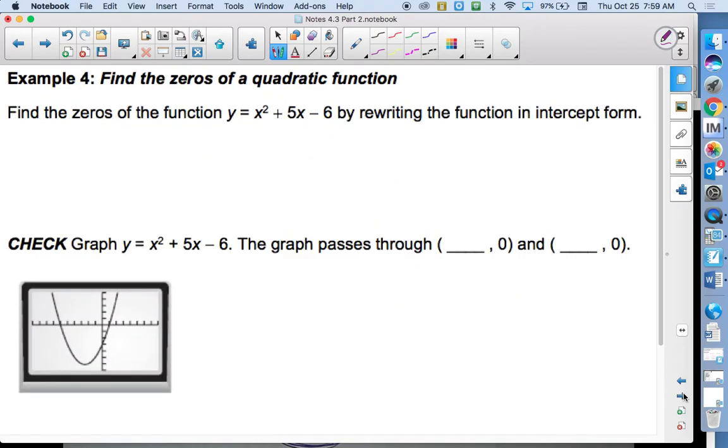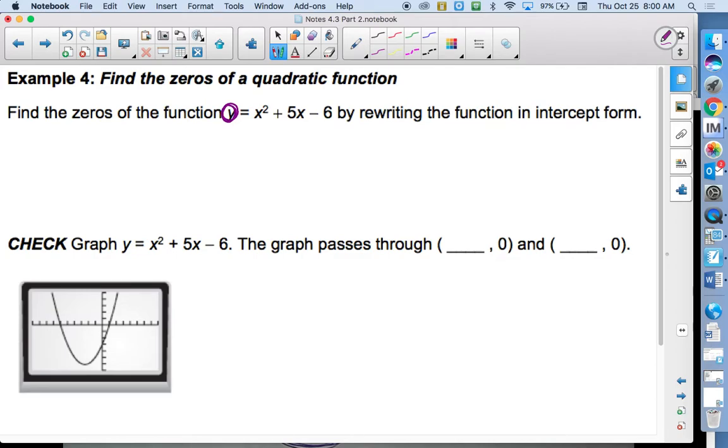So there's another one underneath. The only difference is it asks you to find the zeros. So find the zeros of the function, which means find x, the x-intercepts, by rewriting the function in intercept form. To find the zeros, we're going to set it equal to 0, so that y equals makes it a function. That's a graph of a parabola. We're going to take this standard form and make it look like intercept form, which is really just factoring.